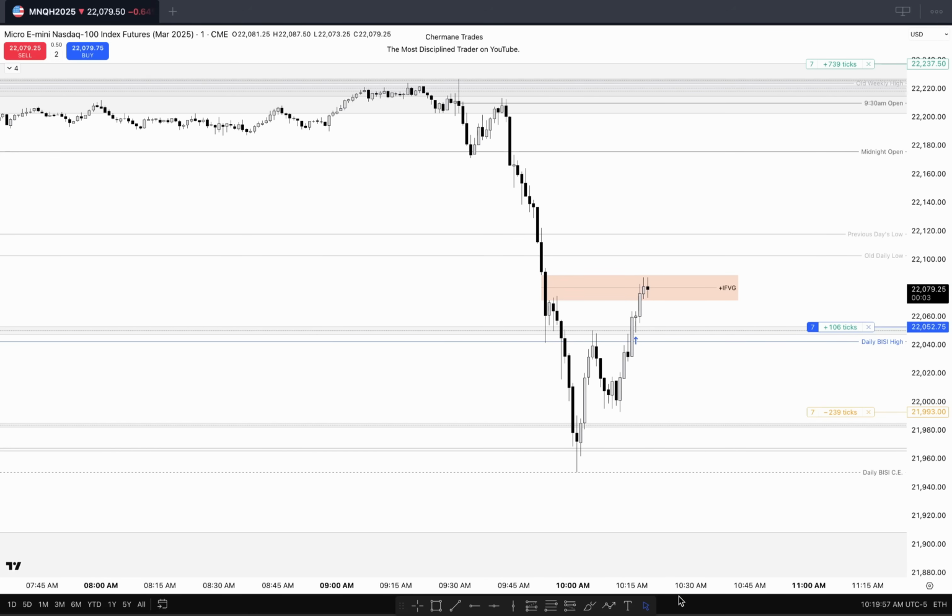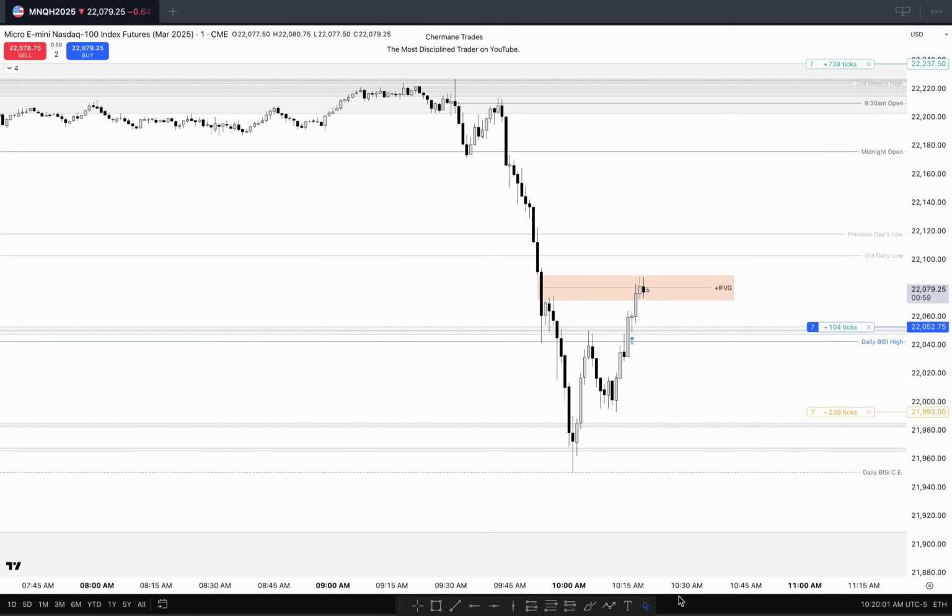So I'll take off my risk if we get a little bit stronger displacement. I really want to see us get above that inversion fair value gap. Eventually, I would want that to be used as support.